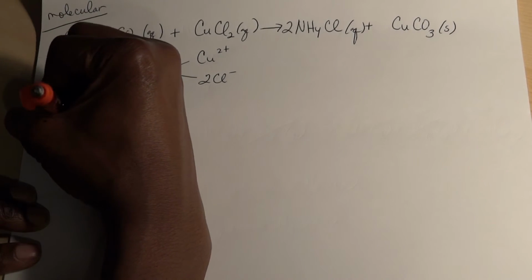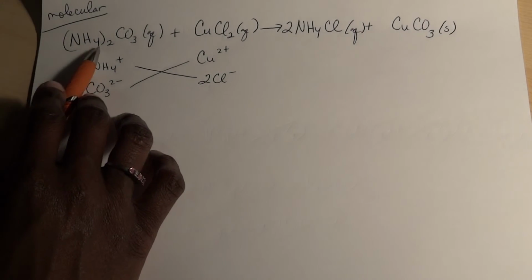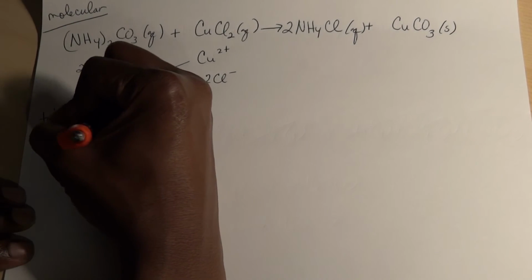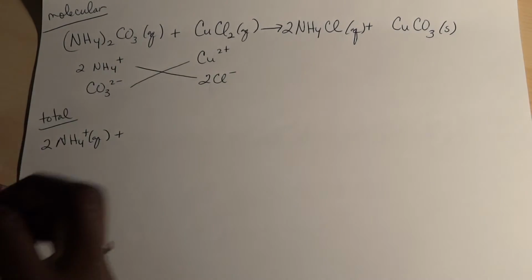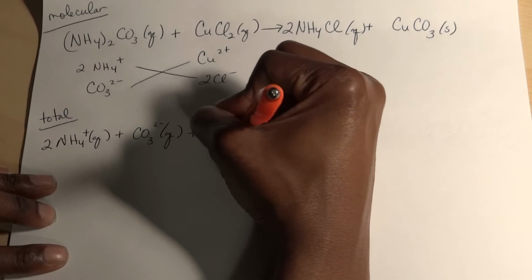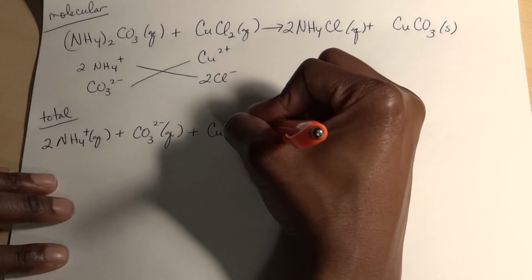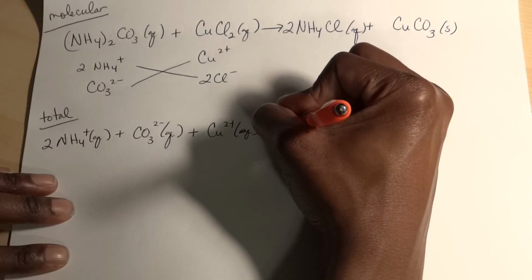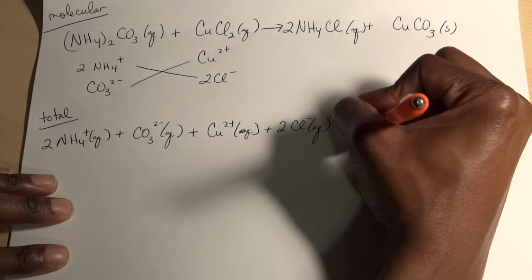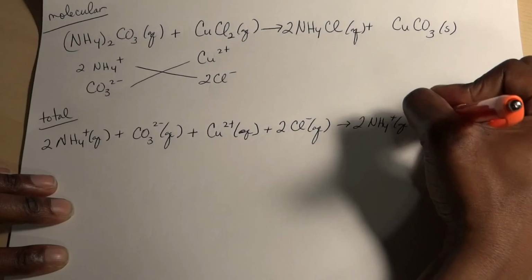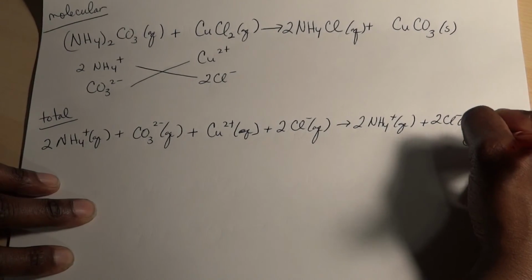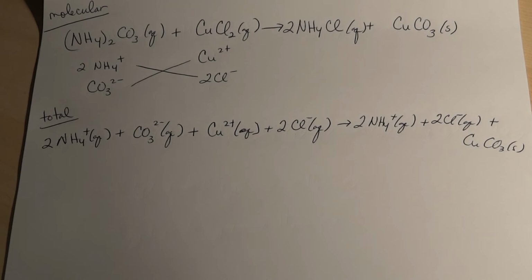All right, so our total ionic equation. Just like we have here, it's 2 ammonium ions plus carbonate plus copper 2 aqueous plus 2 chlorides yields 2 ammonium ions plus 2 chloride ions, and then our copper 2 carbonate stays.